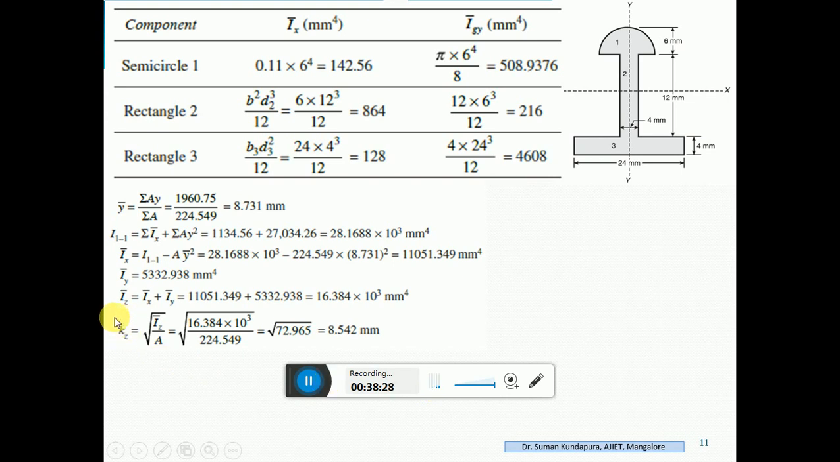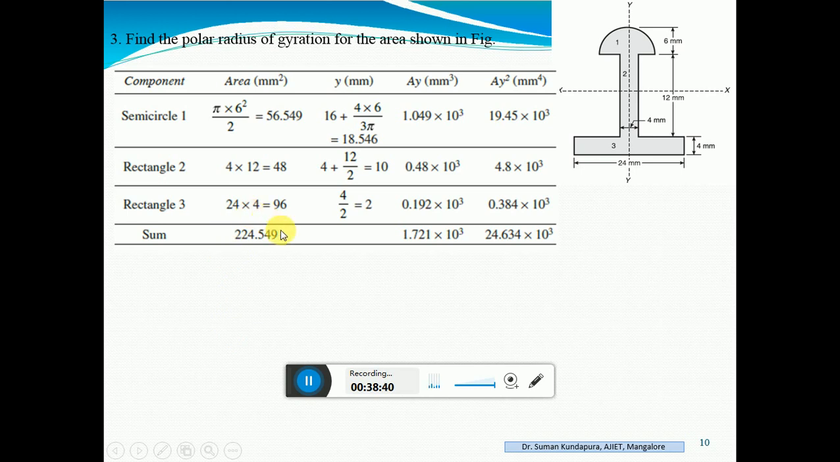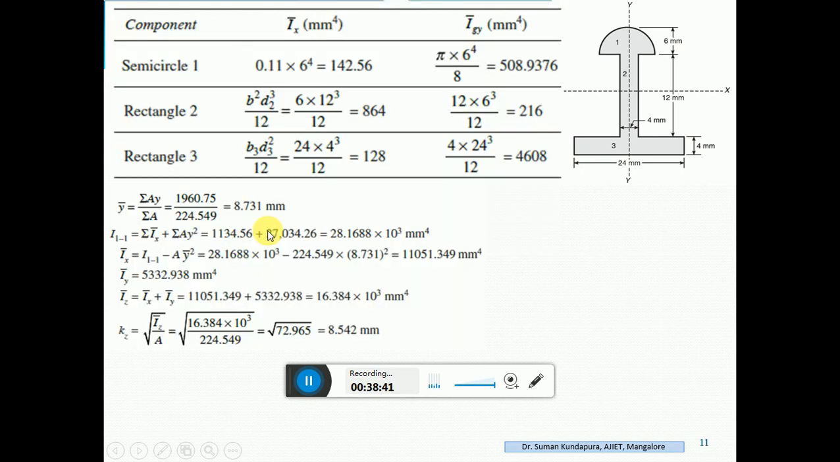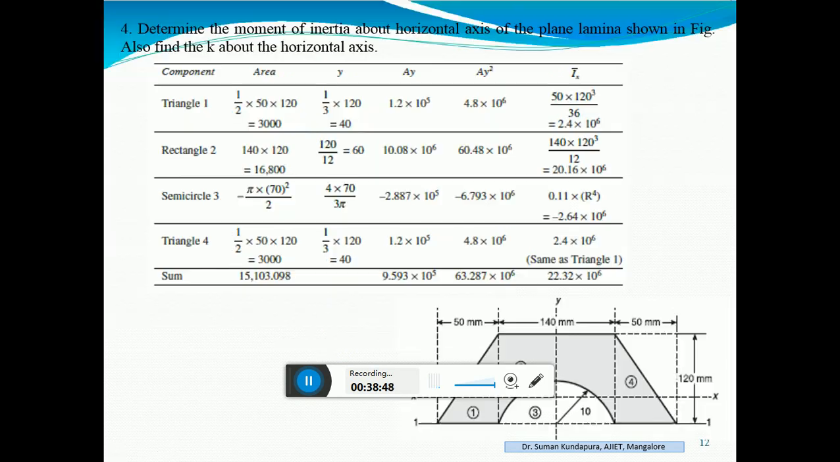Now find the polar radius of gyration, Kz, which is equal to the square root of Iz bar divided by area. Iz bar we found out from here. A is the total area of all the components from the tabular column. So find out the polar radius of gyration.